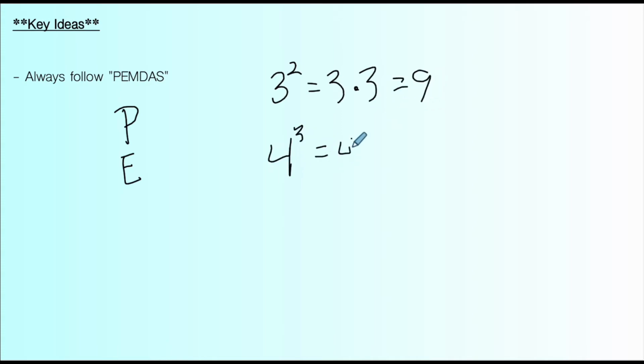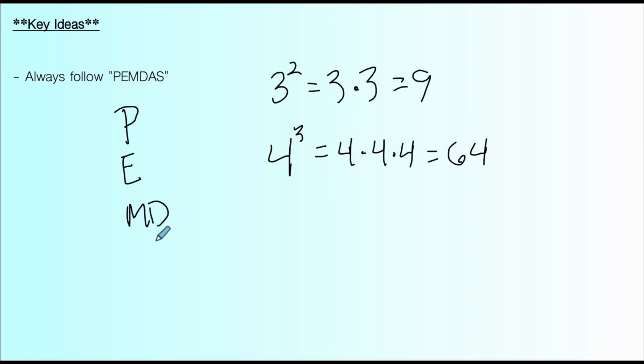Then, after parentheses and grouping symbols are out of the way, you'll look for any exponents in the problem and take care of those. Exponents would be like 3 squared. That means 3 times 3, which is 9. 4 to the third power would be 4 times 4 times 4, etc. That's exponents, that's the E.